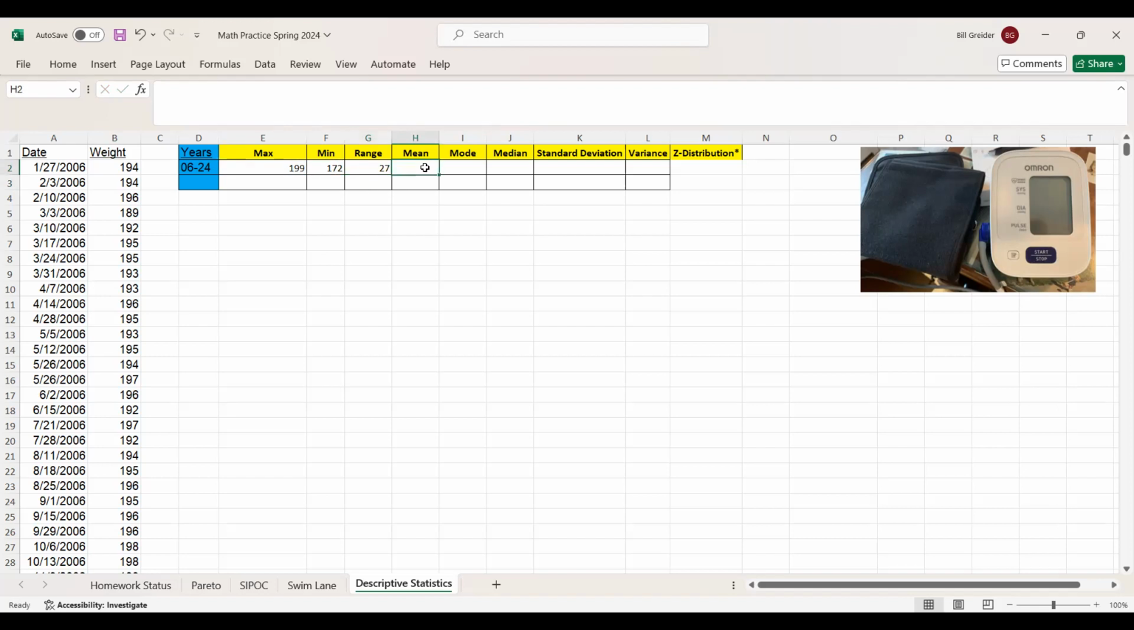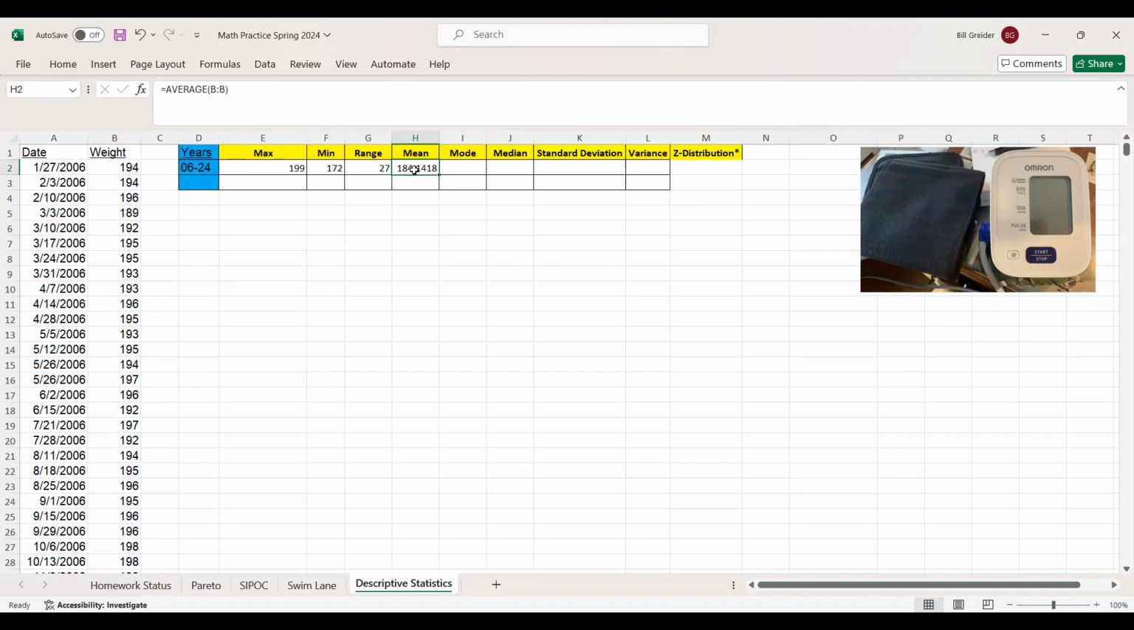Now the mean is the same. Another word for that is the average. So again, equals average. Oh, learn how to spell. Click that. My average weight over the 826 weeks is about 184 pounds.